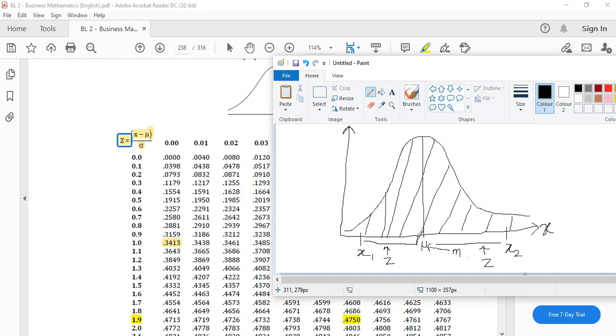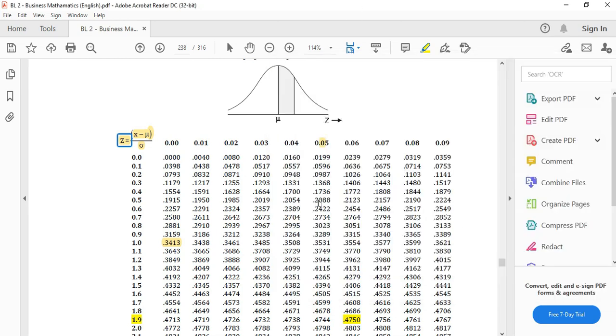Okay, so for a particular z value, let's say the z value is, for example, 1.98. The gap between mu, or the mean, and x1 is 1.98. Then find the area under the graph for a value with a gap of 1.98. Then what will be the answer?